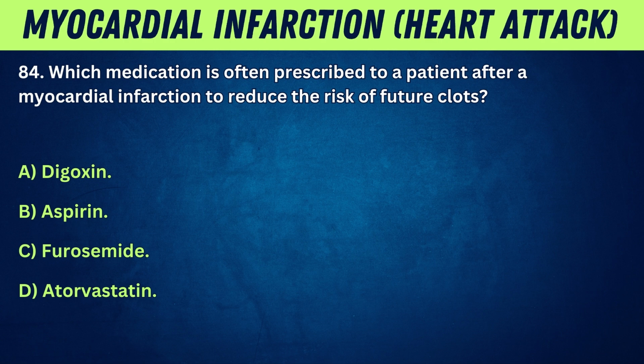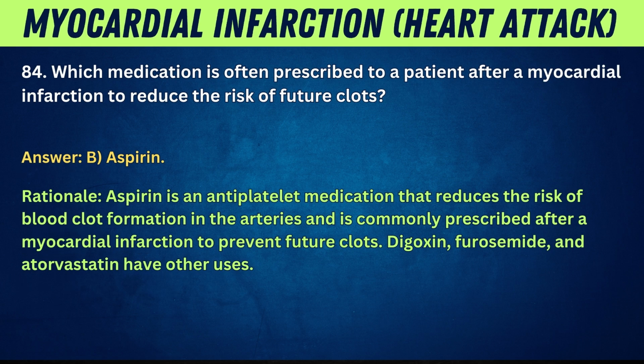84. Which medication is often prescribed to a patient after a myocardial infarction to reduce the risk of future clots? A. Digoxin. B. Aspirin. C. Furosemide. D. Atorvastatin. Answer: B. Aspirin. Rationale: Aspirin is an antiplatelet medication that reduces the risk of blood clot formation in the arteries and is commonly prescribed after a myocardial infarction to prevent future clots. Digoxin, furosemide, and atorvastatin have other uses.